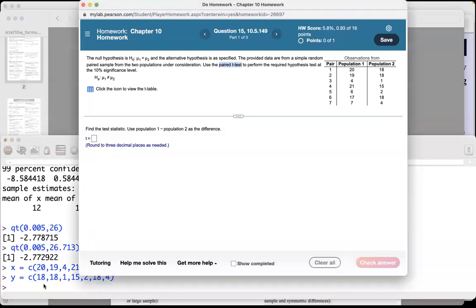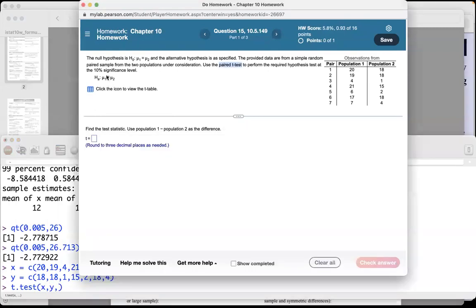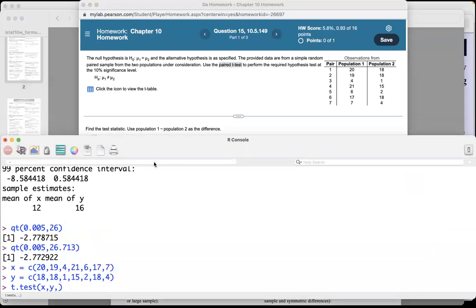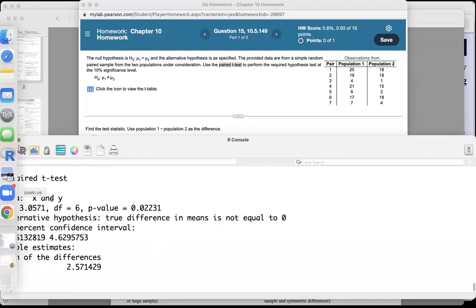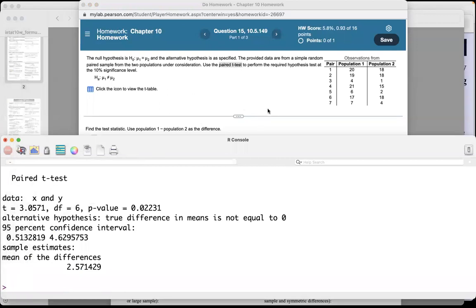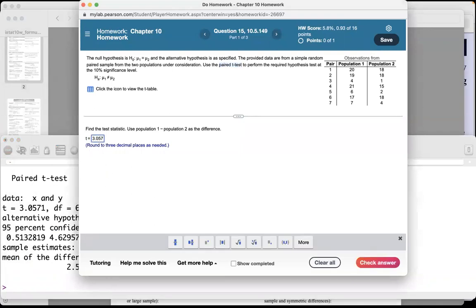And then we're going to find the test statistic, and we're going to run the t.test, x and y. Our alternative hypothesis is that they're not equal, so it's a two-tailed test. You don't have to do anything there. We're going to put paired equals true, so it's a paired t-test. And then we get our test statistic. The degrees of freedom is going to be the number of pairs minus 1, as we talked about in the video. Our test statistic t is going to be 3.057.